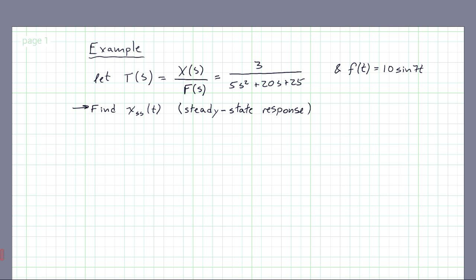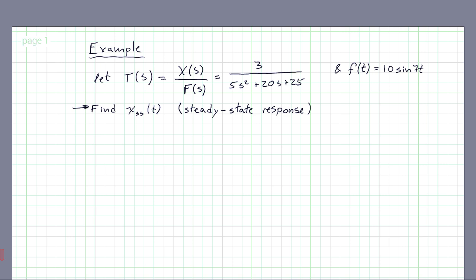Now, the denominator of this transfer function is your mass spring damper system, and we'll see this over and over in this class. So just by looking at that denominator, you should know that the mass is 5 kilograms, the damping coefficient is 20 newtons second per meter, and the spring constant is 25. The numerator, normally you want that to be 1. It's not 1, it's 3, and so there's going to be some caveats to it.